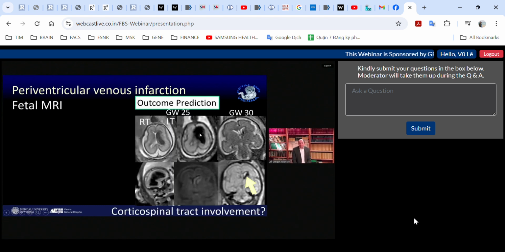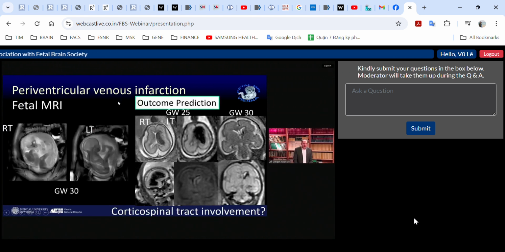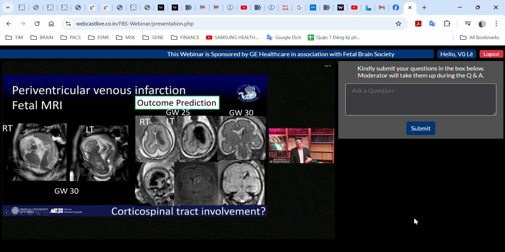And that's how it looked at week 25. It was really clearly much larger than what we saw here. And you saw also there is an involvement of the parenchyma, there was edema, there's a high likelihood of involvement of the corticospinal tract, which at 30 weeks was somehow indicated by the fact that this baby was not really moving her right hand. So there were already signs of hemiparesis prenatally.